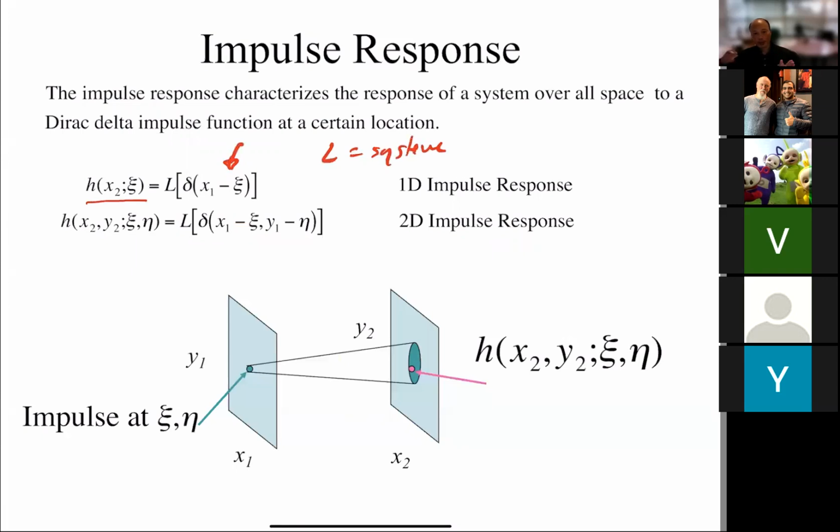And the reason we have an x1 and x2 is because our object might be in one location in some coordinate system, and our output might be in another coordinate system, x2. So they're not necessarily the same coordinate system. Similarly, I can have a 2D impulse response function where I shift by minus ξ and minus η. And so now my impulse response is h of x2 comma y2 colon ξ η.